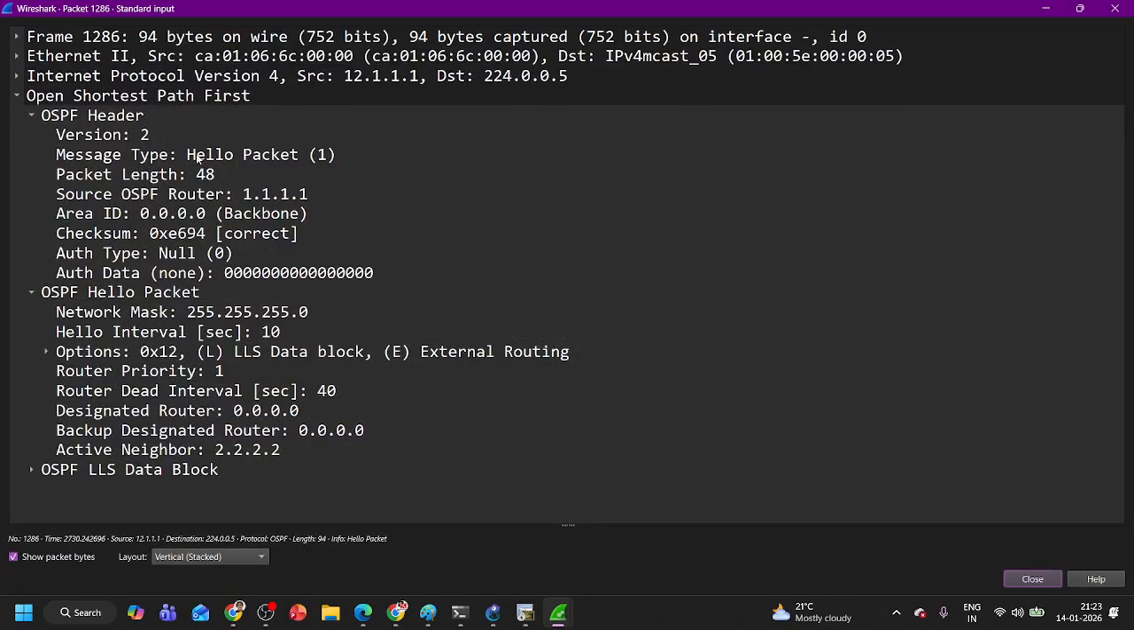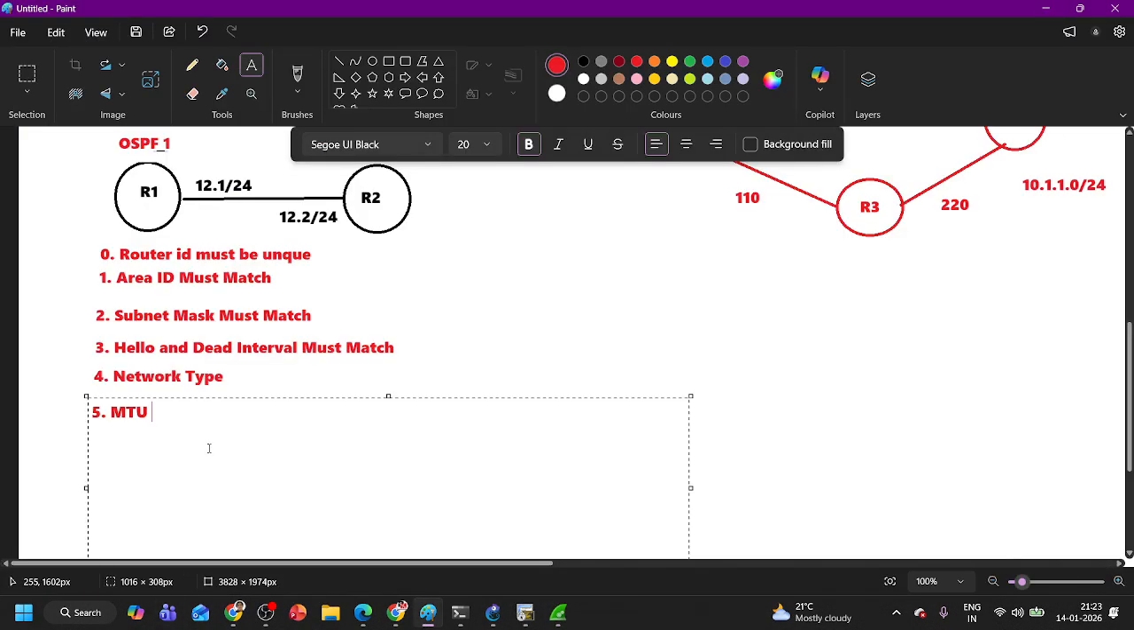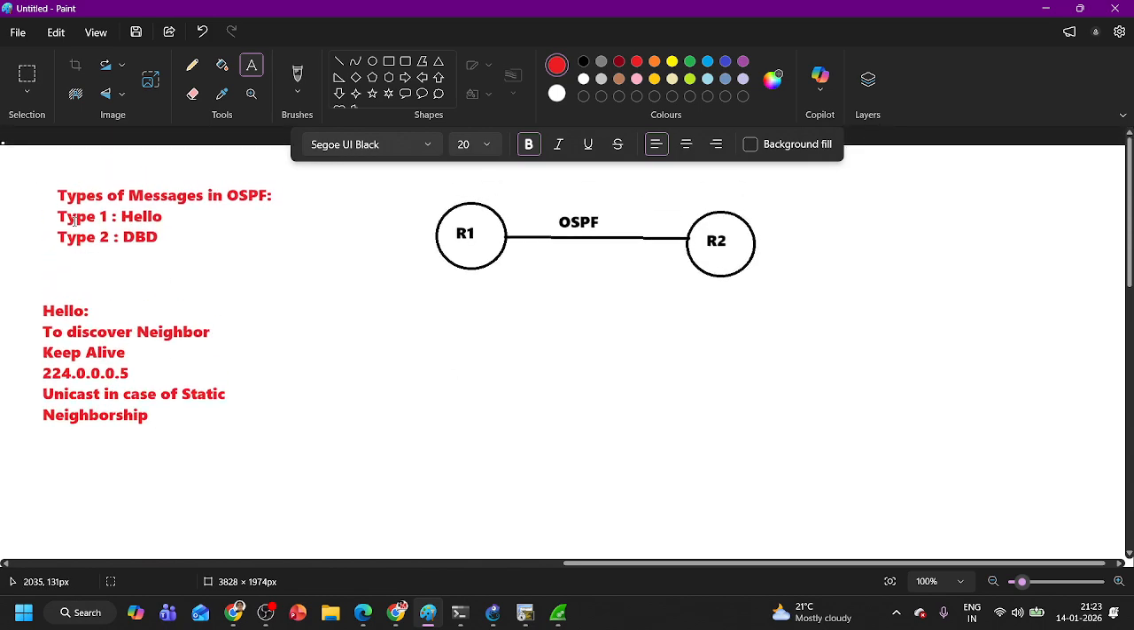If I open any hello message, is the MTU size there? No. The router is not exchanging MTU in the hello message. The router will exchange MTU in the DBD message, the second message of OSPF. The second message carries MTU information, and if MTU is not the same, then again the neighborship will get stuck. So MTU must also match, and authentication type and authentication data must also match.